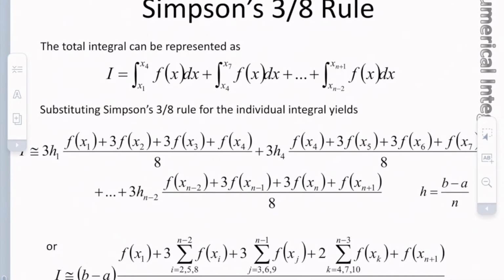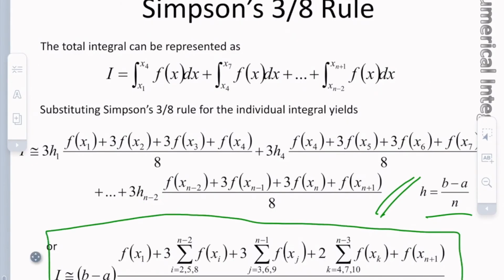Simpson's 3/8 rule can be improved by dividing the integration interval into a number of segments of equal widths. Substituting Simpson's 3/8 rule for the individual integral yields the following equation, with h equals (b minus a) over n. Combining similar terms, we obtain the following final expression for the integral.